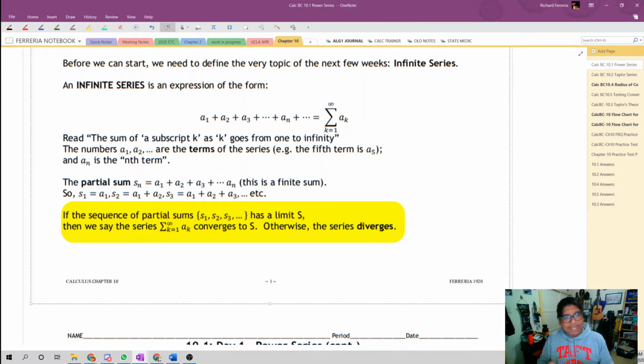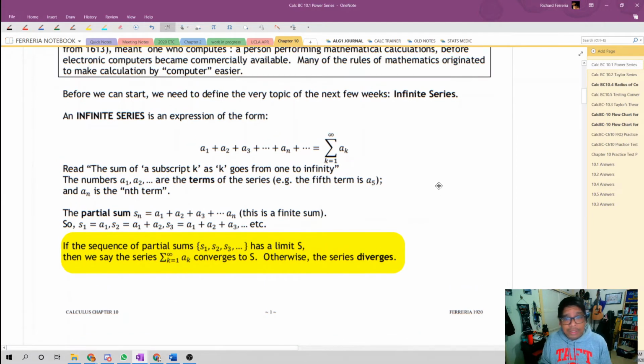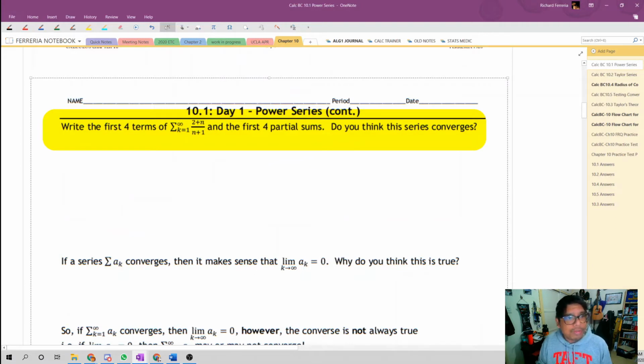Important for you right now is that you don't get caught up in this whole sequence of partial sums. That's something we're not really going to do in order to assess whether a series converges or not. You just need to know that if the partial sums do have a limit, then the series itself is said to converge. So let's write the first 4 terms of this series, and then the first 4 partial sums, and then we'll just say, hey, do we think this series converges?